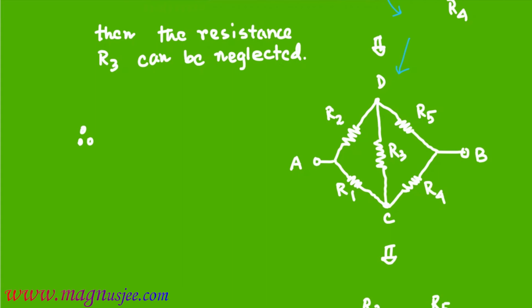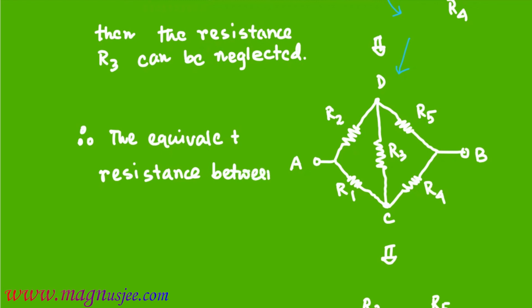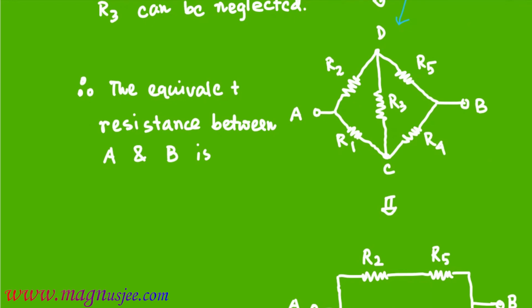Therefore, the equivalent resistance between the 2 points A and B is given by RAB equals R2 plus R5. R2 and R5 are connected in series combination.